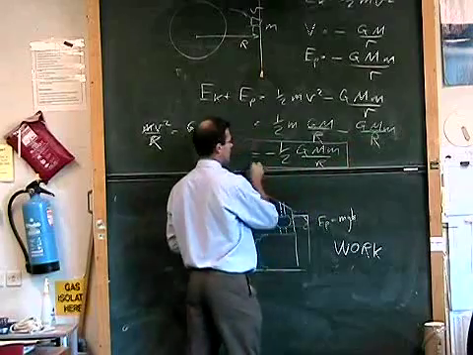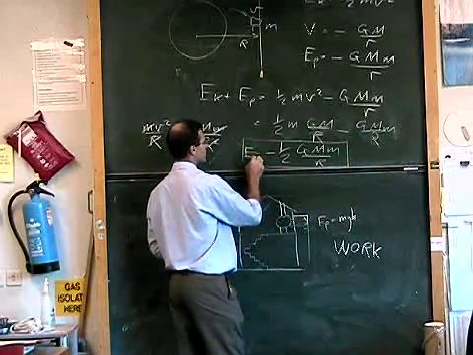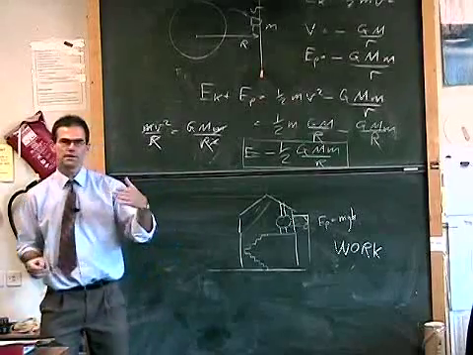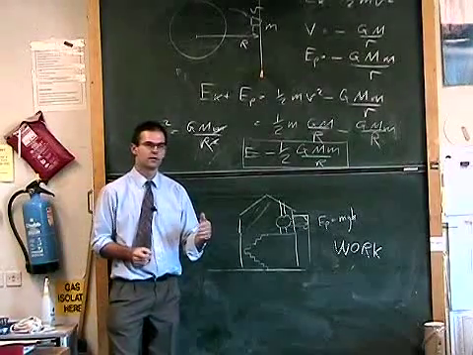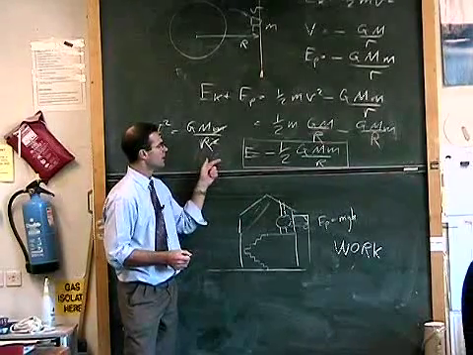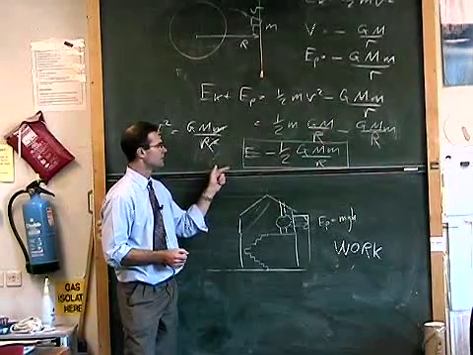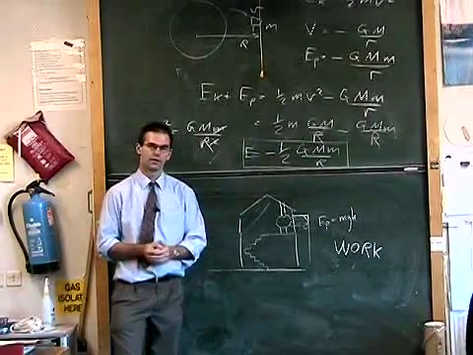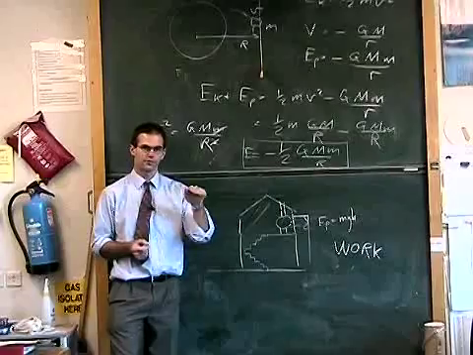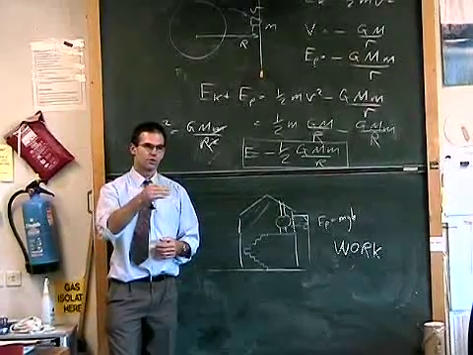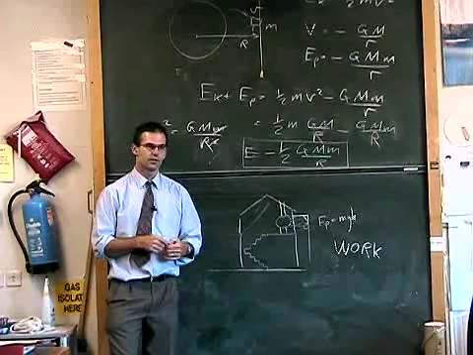And that's the total energy for a satellite, no matter what height it's orbiting at. By the time you add the kinetic energy and the gravitational potential energy, you always get that value, minus half GMm over r. And it's always negative. So a satellite will lose more and more energy the closer it comes to the Earth, even though it's speeding up.